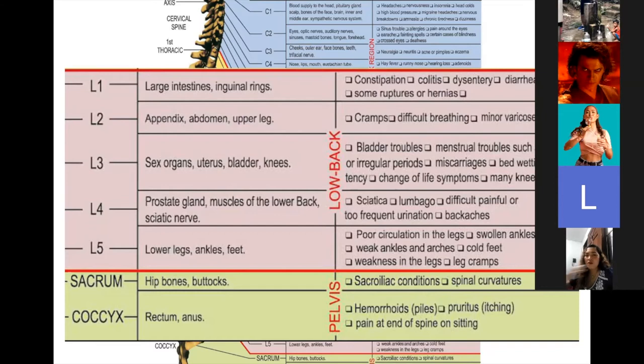Then L5 goes to lower leg, ankles, and feet. And then the sacrum, which is the base of your spine, goes to the hips and the buttocks, and the coccyx is for your rectum and your anus.